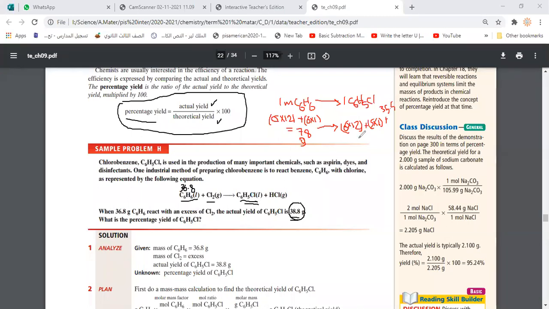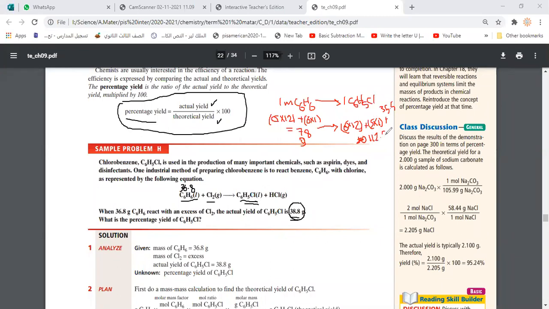It will be 112.5. Let me repeat one more time. 12 multiply 6, that's 72. 72 plus 5, so that's 79. 79, okay, plus 35.5. That equals 112.5.